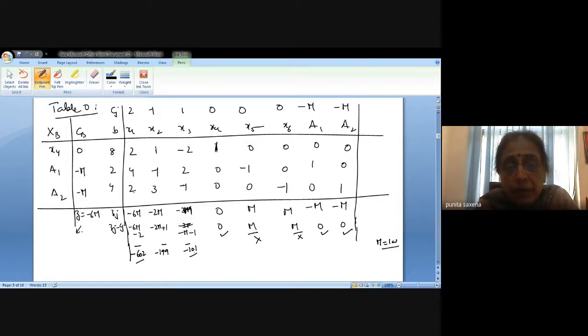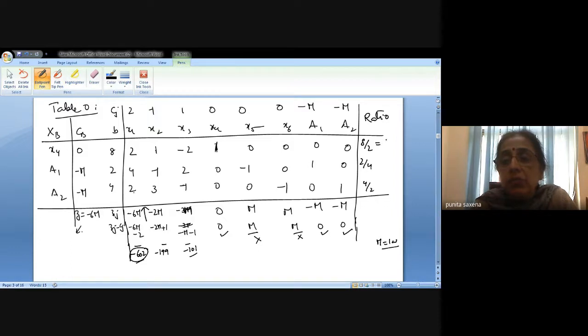So out of these, which one is the most negative? Minus 602. So that means what? X1 enters the basis. Okay, now the remaining procedure again remains the same. That's what I said. We are not doing away with the simplex algorithm. Now compute the ratios. So it's going to be 8 by 2, 2 by 4, 4 by 2.